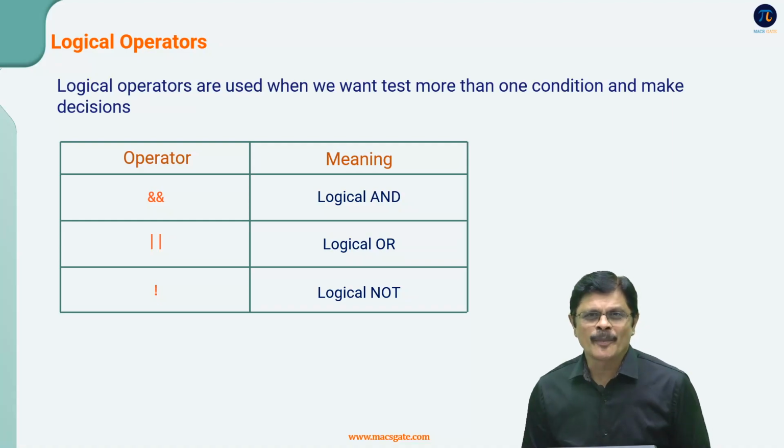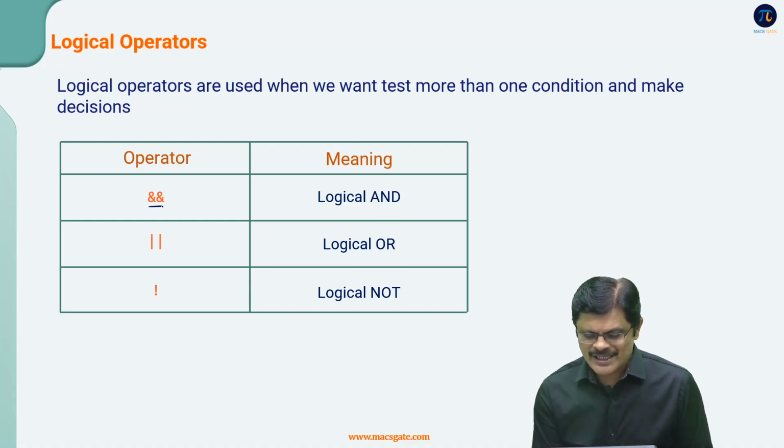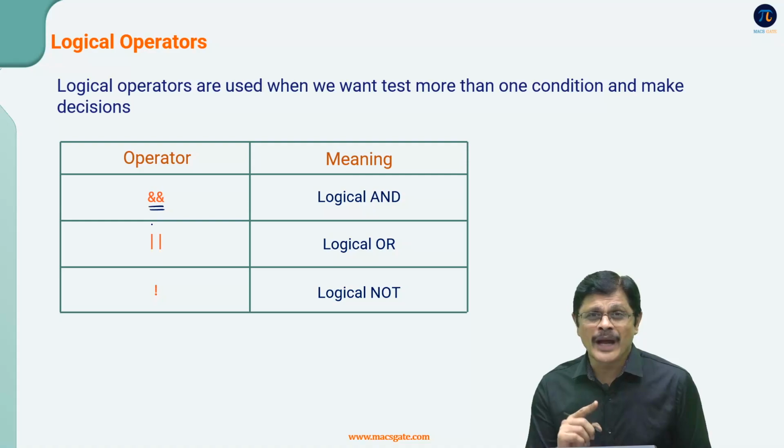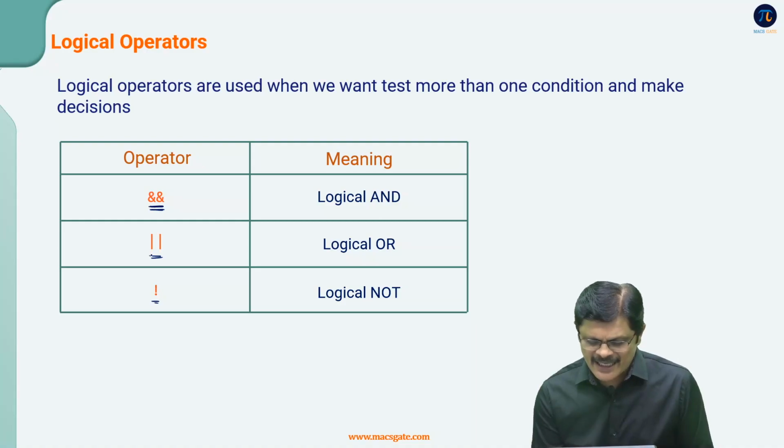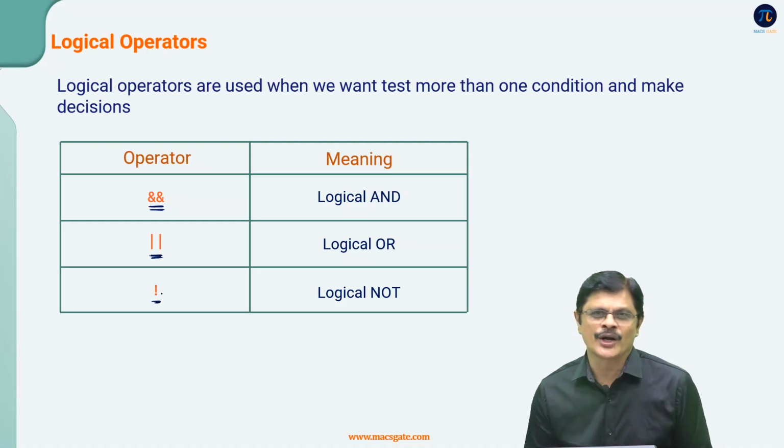So, the logical operators in C language are logical AND, which is denoted by two ampersand symbols, logical OR, which is denoted by two pipe symbols, and logical NOT, which is denoted by the exclamation mark. But let us read it as logical AND, logical OR and logical NOT only.